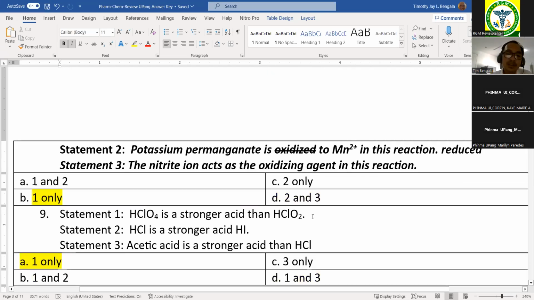Lastly, statement 3, nitrite ion acts as the oxidizing agent. So dito the answer is incorrect because for permanganate, pag nag-undergo siya ng reaction, siya yung always na oxidizing agent. So statement number 3 is incorrect. So statement 1 or yung choice letter B lang yung tamang sagot.